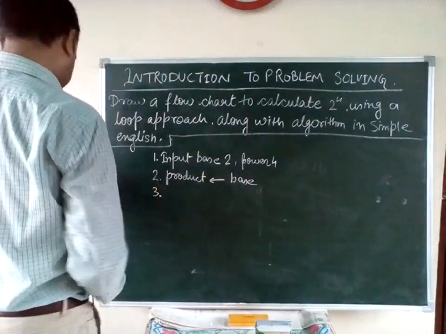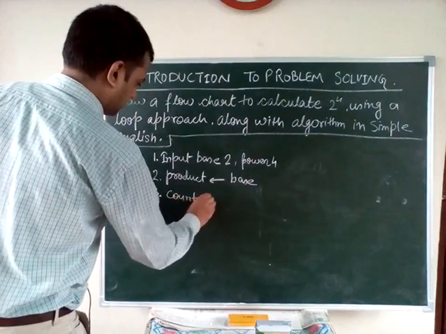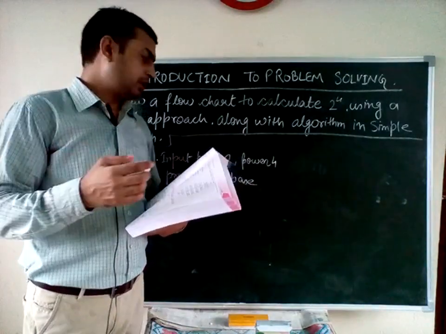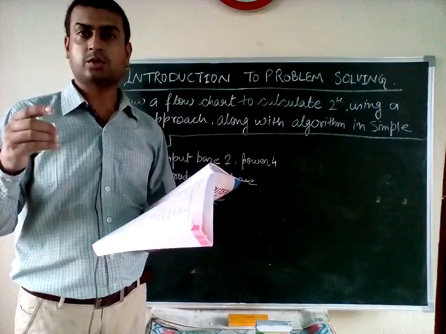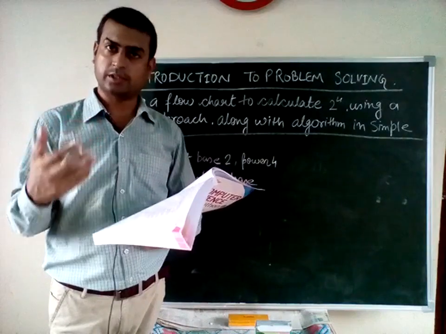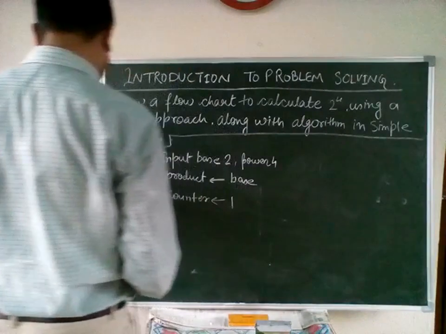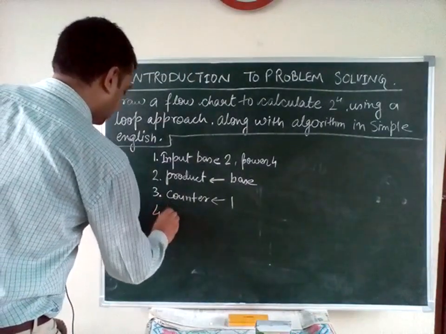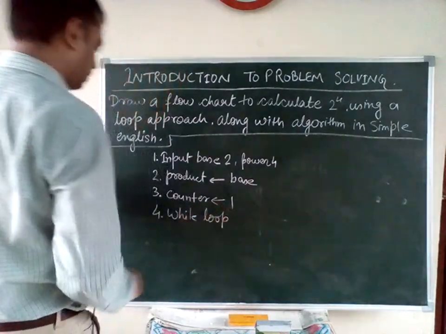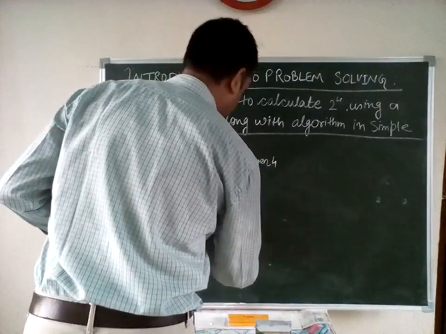Then the third step should be one counter I want. Basically, you will not understand counter this time. This is part of the loop. So when I start loops in your programming section, it will be more clear to you. So this time counter I want 1, and one while loop. This is the loop which will simply continue the process till the condition is true.